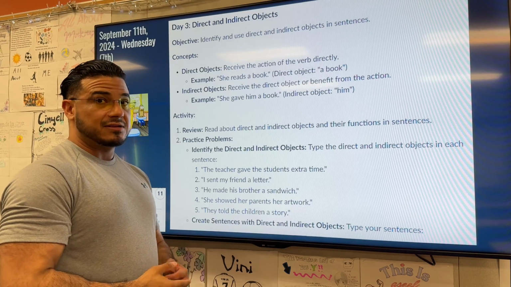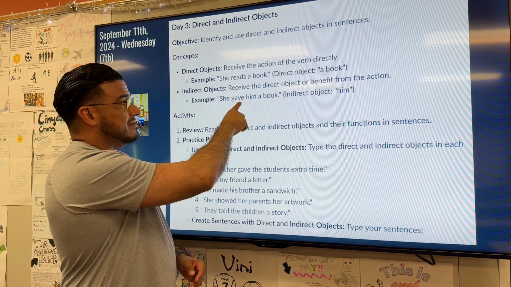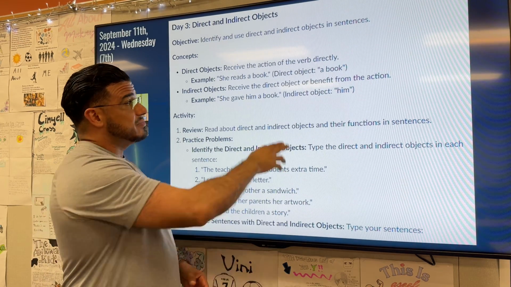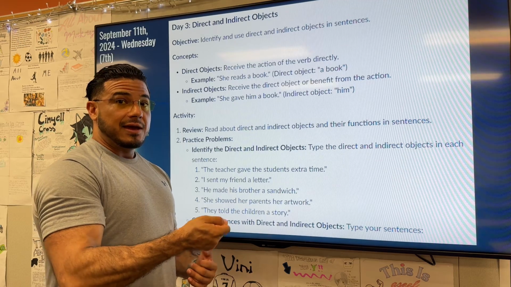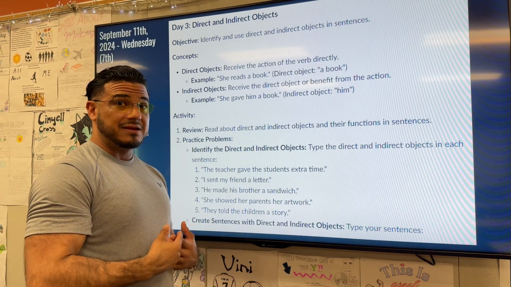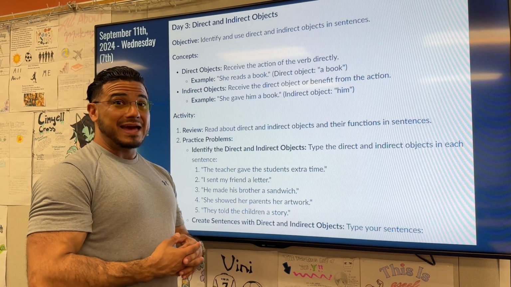Now, the indirect object pronoun here would be him, right? She gave, well, the direct object for what was actually given, we know to be a book. That's what was given. However, it was given to him, so he indirectly receives that object, or rather he is an indirect object of the action, right?